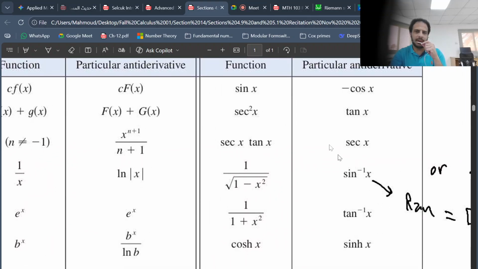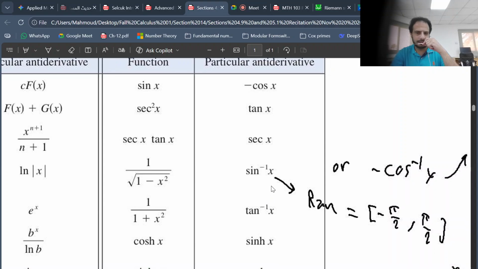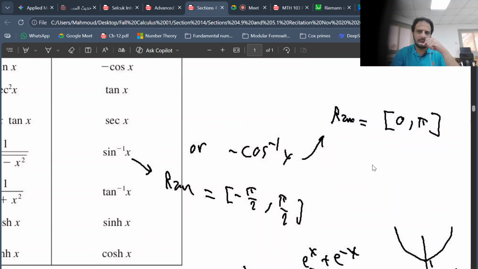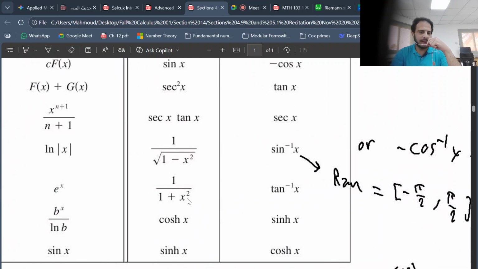Next we have sine x, the antiderivative of sine x is minus cosine x. Secant squared x is tan x. Secant x tan x, secant x. 1 over square root of 1 minus x squared, you have sine inverse x, or minus cosine inverse x. Positive sine inverse x or minus cosine inverse x. Anyway, let's get back here. 1 over 1 plus x squared, tan inverse x.